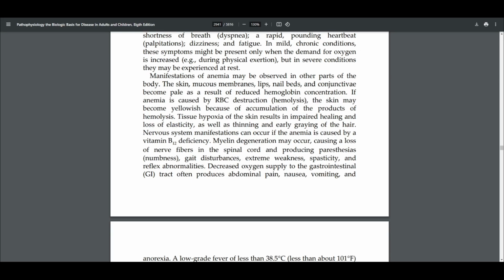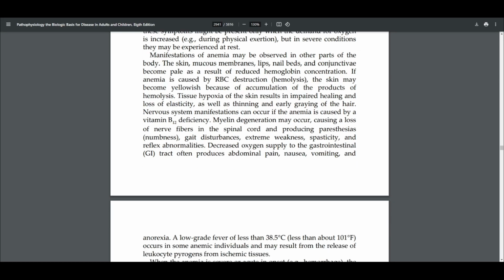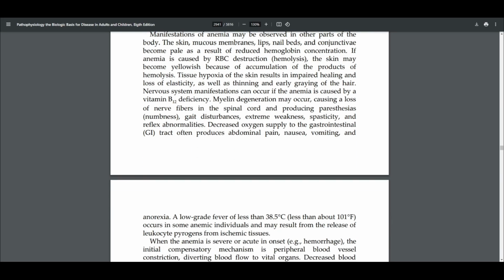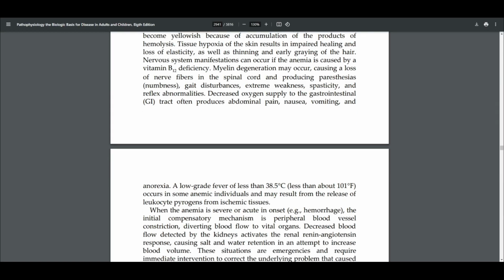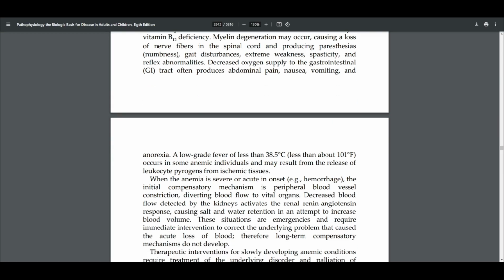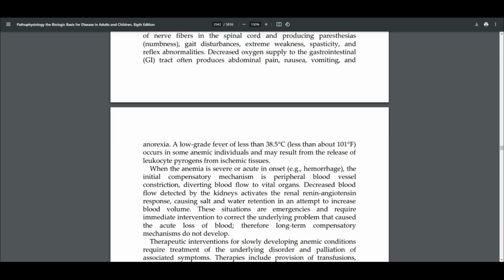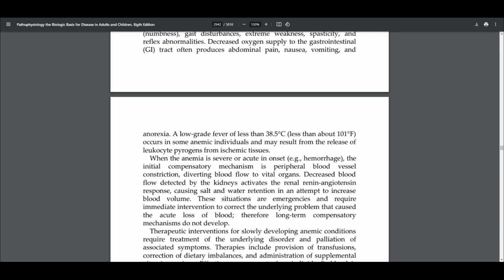Decreased oxygen supply to the GI tract often produces abdominal pain, nausea, vomiting, and anorexia. A low-grade fever of less than 38.5 occurs in some anemic individuals and may result from the release of leukocyte pyrogens from ischemic tissue.